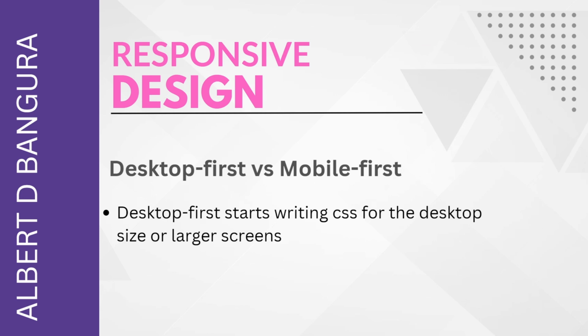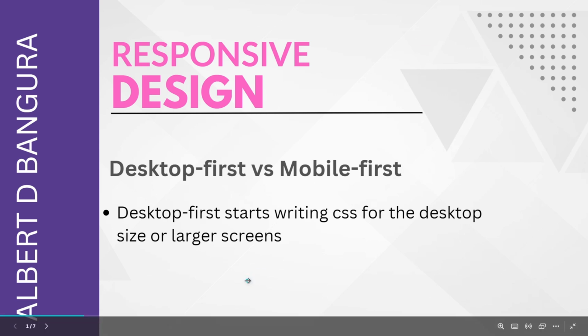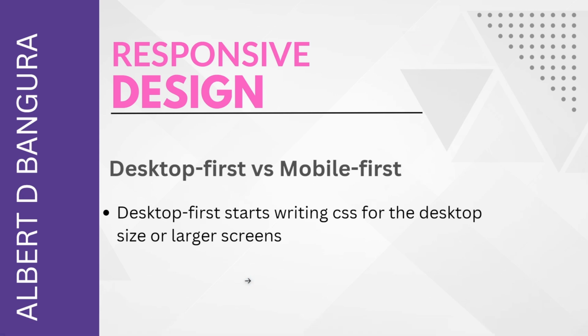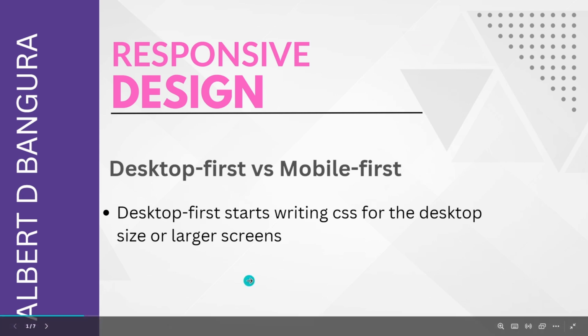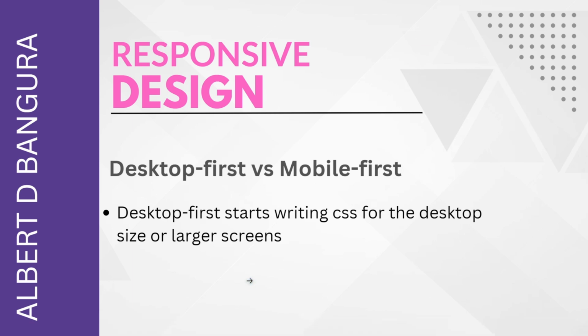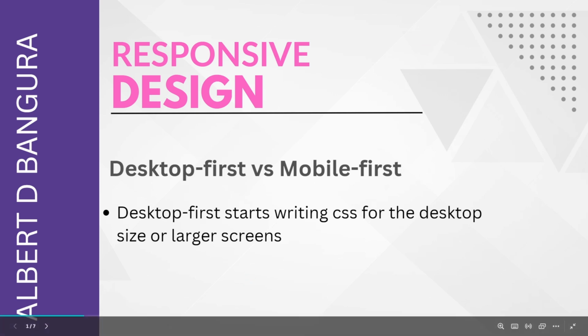For instance, you may have a font size of 10 pixels for a heading in a smaller screen size, whereas in a larger screen size you may use 25 pixels. The idea of changing that font size is known as responsive design. By the end of this tutorial we'll see how to do that. It's very simple, guys. So this is desktop first. We start writing CSS for desktop or larger screen sizes.